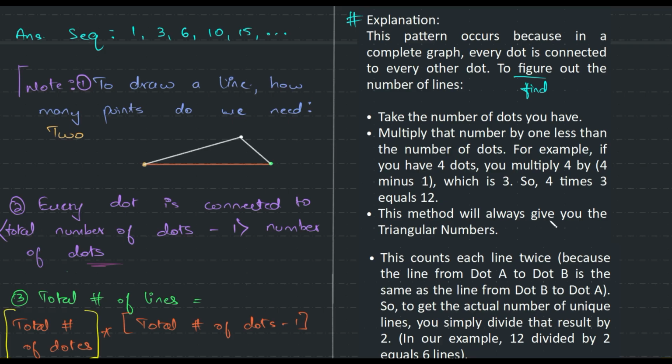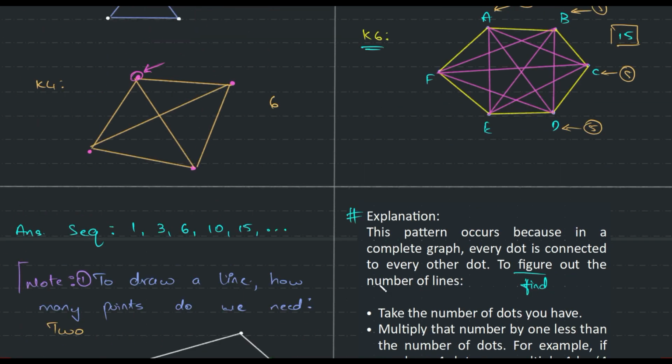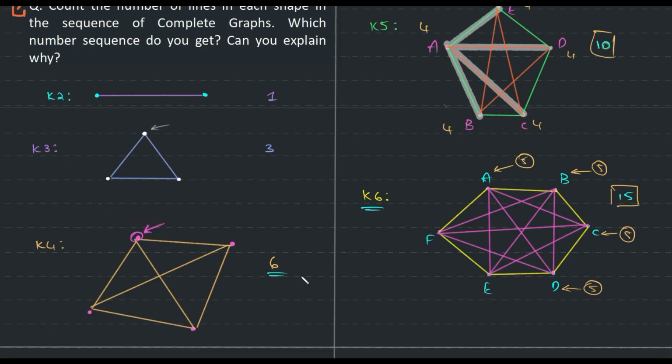This method will give us the triangular number. This counts each line 2 times, because the line from dot A to dot B is the same as the line from dot B to dot A. So to get the actual number of unique lines, you simply divide the result by 2. In our example, 12 divided by 2 will give us 6 unique lines, different lines, right? That's why we end up with 6 over here.